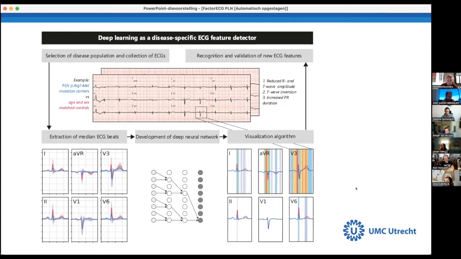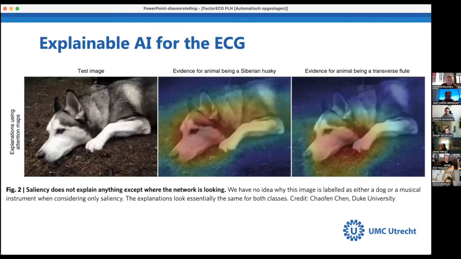So it's nice, it gives you some feeling, and it can guide you into a direction that you can further investigate, but it's still complicated. And that's also been shown outside of the ECG field, that saliency does not explain anything except where the network is looking. So in this image, just an example, you see the evidence for this animal being a Siberian husky, and this is the evidence for this animal being a flute.